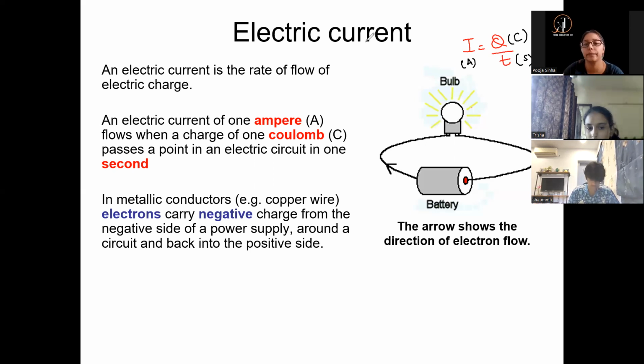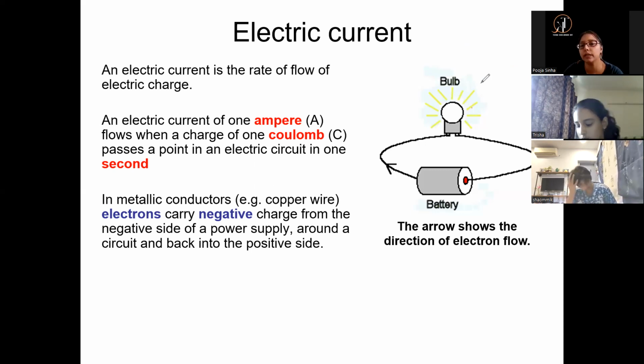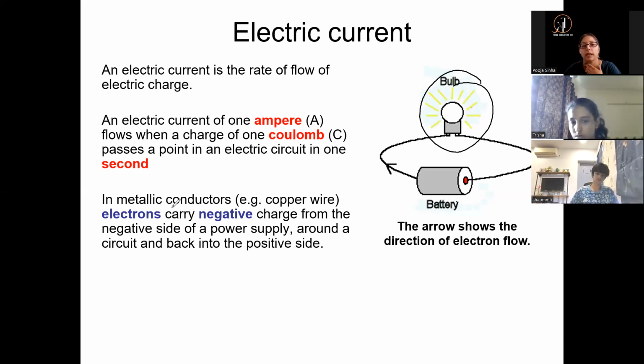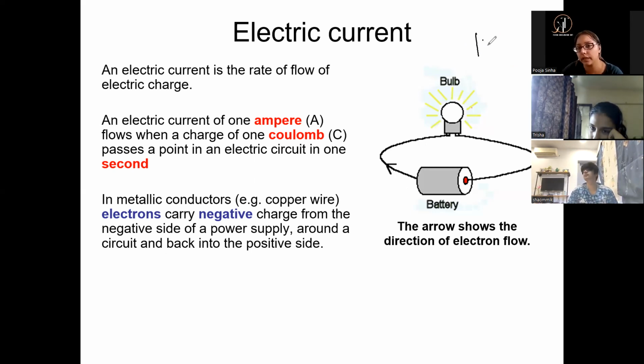Written? Next. Okay. So do you see there's a bulb here? There's a battery here, right? In metallic conductors, for example copper wire, electrons carry negative charge from the negative side of power supply around the circuit and back into the positive side. So here there are two things. When you're drawing your circuit, it is important, please listen carefully. This is the positive plate and this is the negative plate. And this is how you will show your bulb to glow.